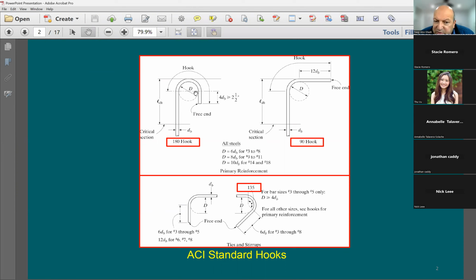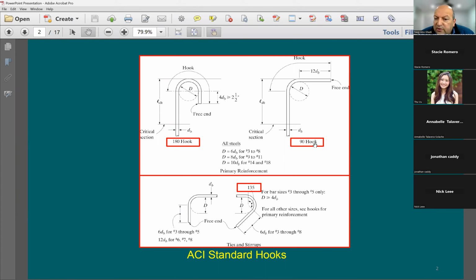This length from this point all the way to the end of this tail is going to be about 4 dB, minimum 2.5 inches. This length, this is what we call LDH. In the previous slide set, we just had LD, development length. And here we're going to call it LDH, development length for hook. It's going to be hook development length. LDH will have a separate equation. It's going to be different from what we use for straight development length.